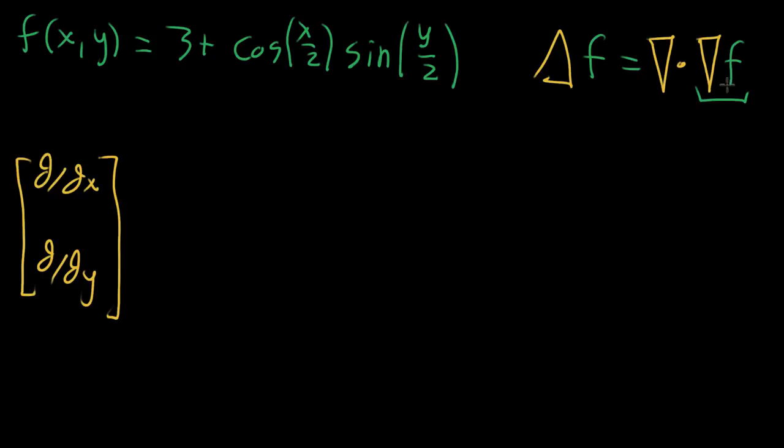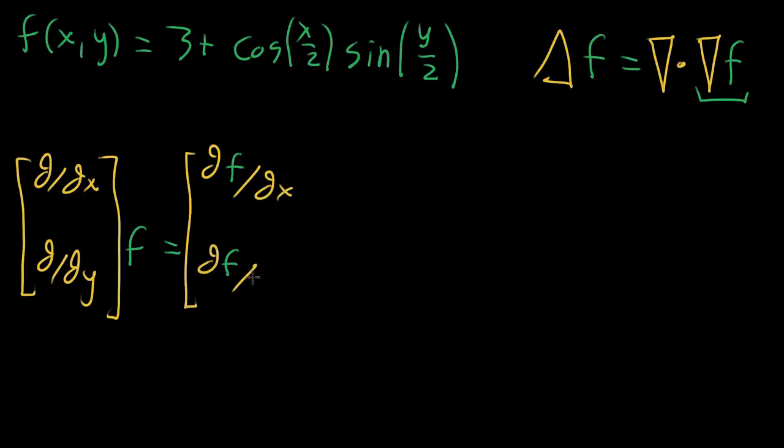And with the gradient, you just kind of imagine multiplying that by the function. So if you imagine multiplying that by the function, what it looks like is just a vector full of partial derivatives. You're taking the partial of f with respect to x and the partial of f with respect to y. Those are the two different components of this vector valued function that is the gradient.